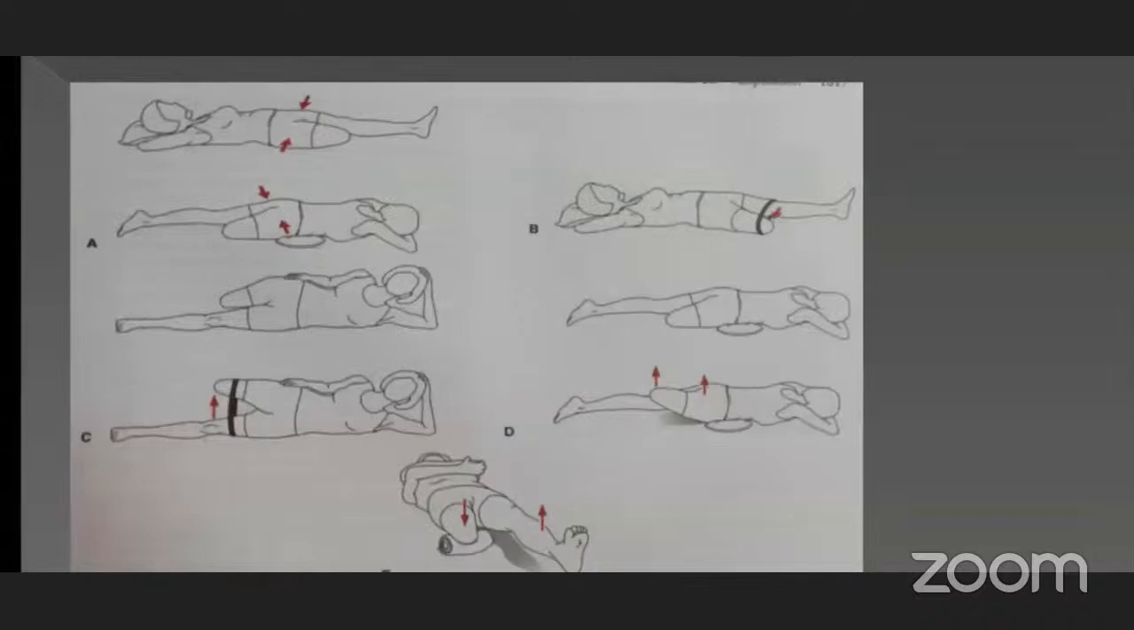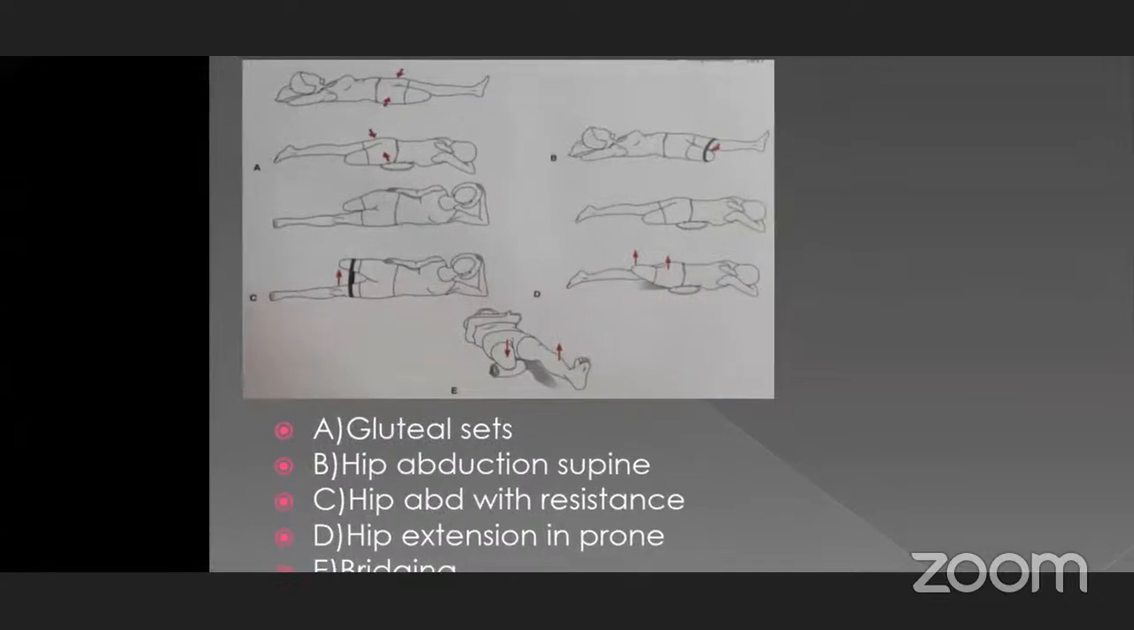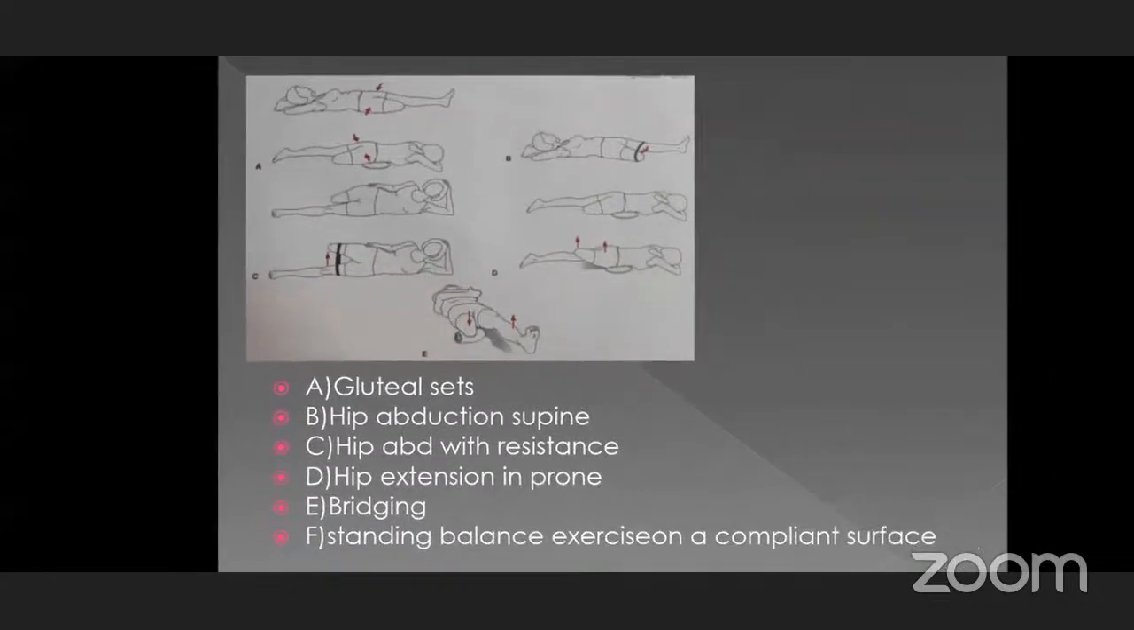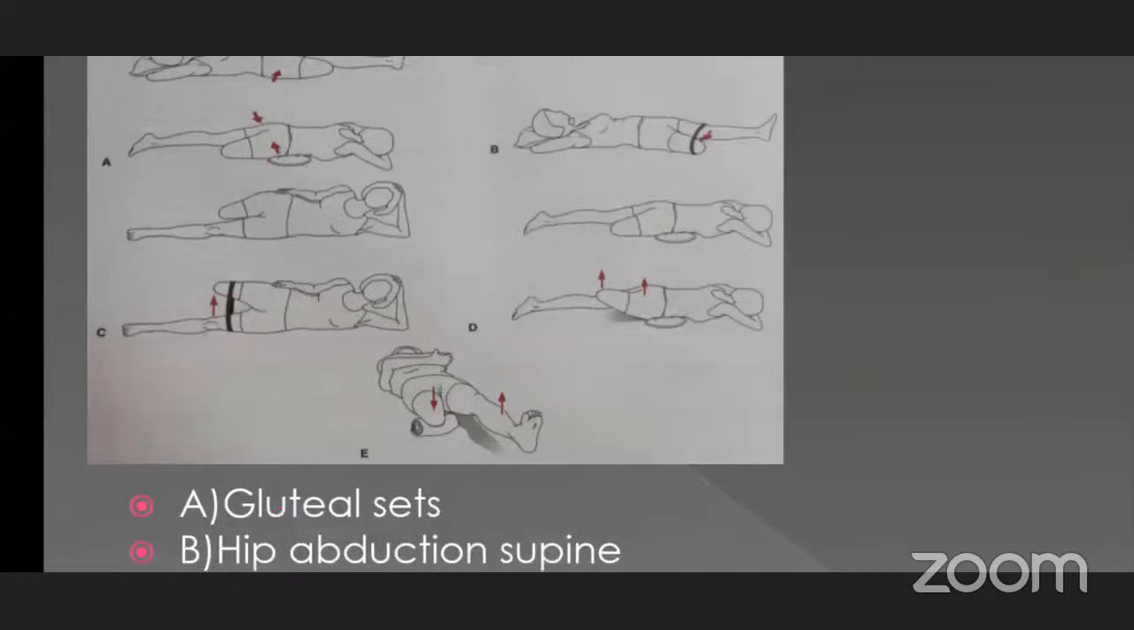TheraBand resistance is tied around above the femur. It is given for resisted exercises, hip abduction in supine with resistance, and also hip abduction with resistance in C, which we give in side lying. We are giving resistance to hip abduction, right? First, picture B represents supine lying. Picture C represents side lying. So what is the main difference between them? It's nothing, a simple difference.